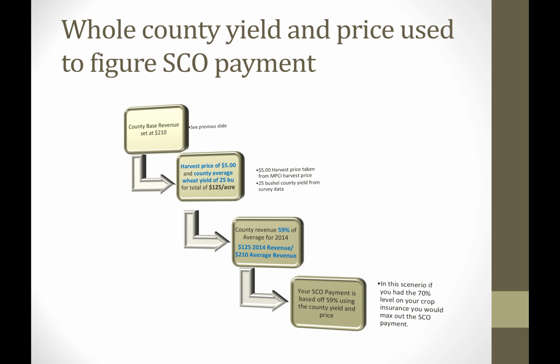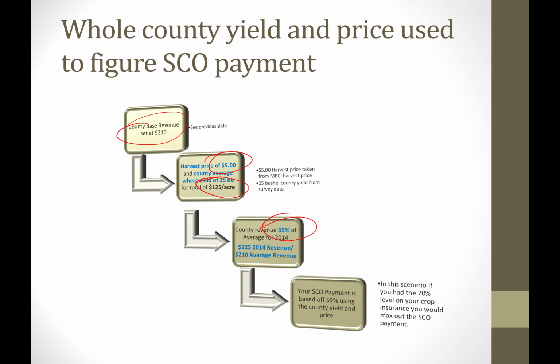So in this example, we're going to say we got to harvest and the price dropped, remember on our previous slide, from $6 to $5 a bushel for the average price for wheat. Now the county's average yield this year was only 25 bushels versus our 35 average because we were in a drought. This would be pretty similar to this year that we actually experienced here. So now, instead of the county's base revenue, which was $210 an acre, we came in at only $125 an acre of what they considered to be the actual revenue for wheat in Toole County. So the county came in at 55% of what its historical average is for wheat.